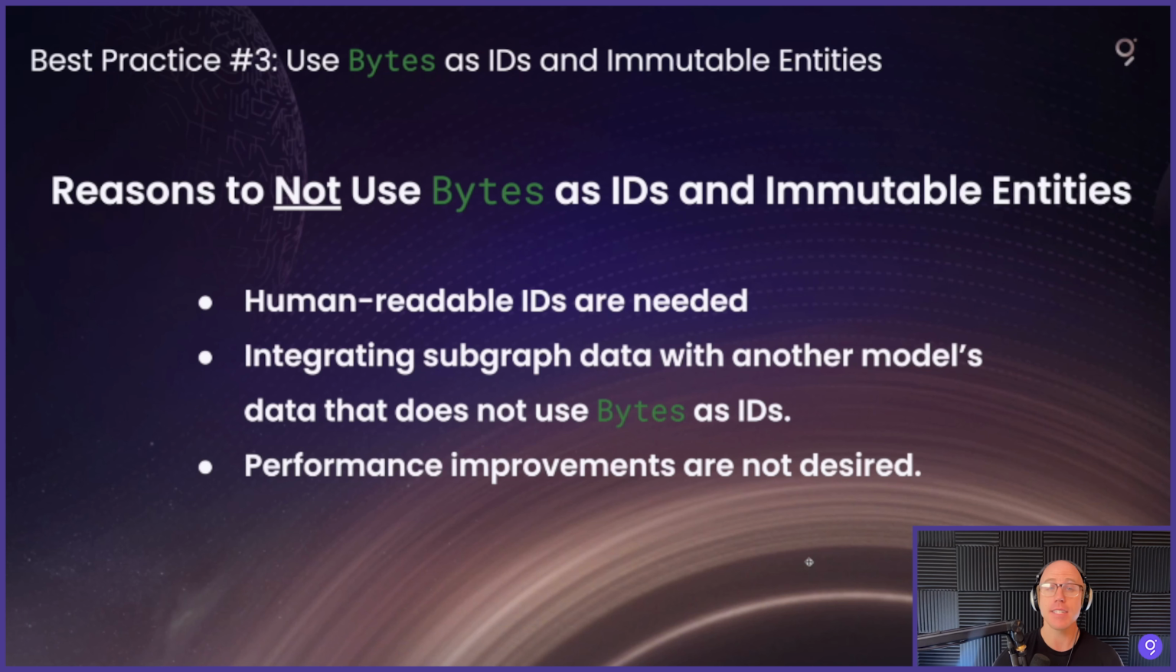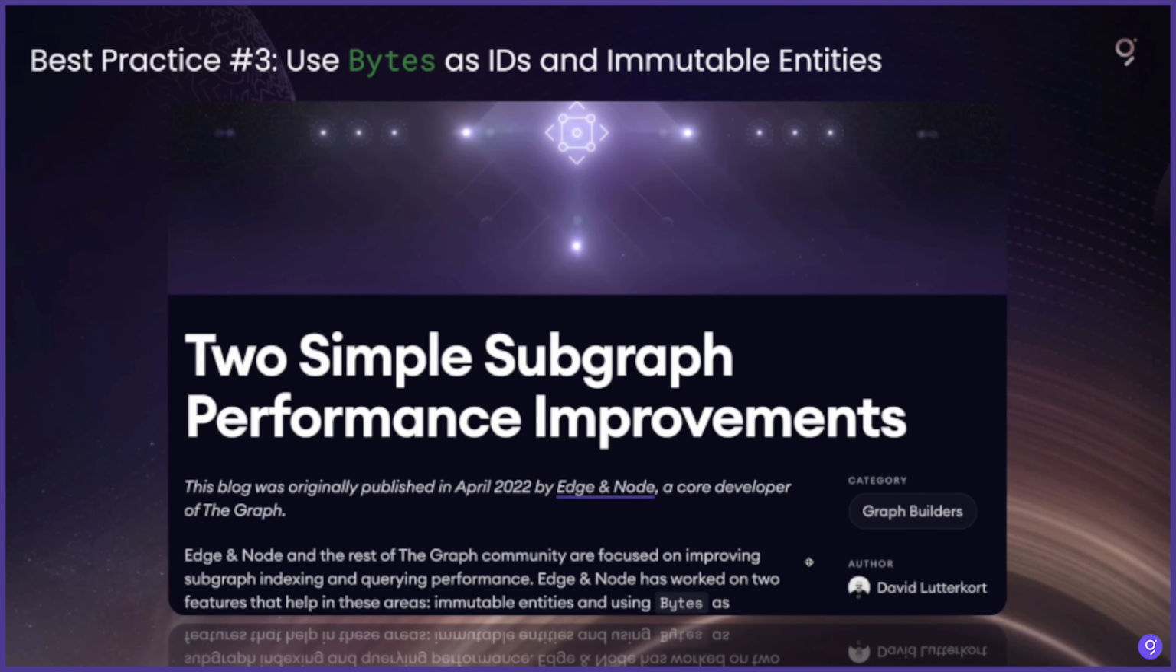So let's go into this blog here. This was written a little while ago by David Lutterkort. He is a Graph Node developer. Two simple subgraph performance improvements. He goes into using bytes as IDs and immutable entities at length and does tests and has data comparing using bytes as IDs and immutable entities versus not using them. So that's something to take a look at if you want to dive a little bit further into this concept of why it's a best practice.